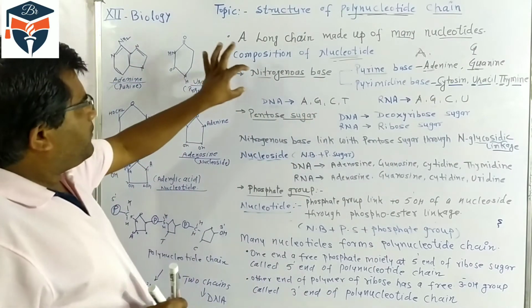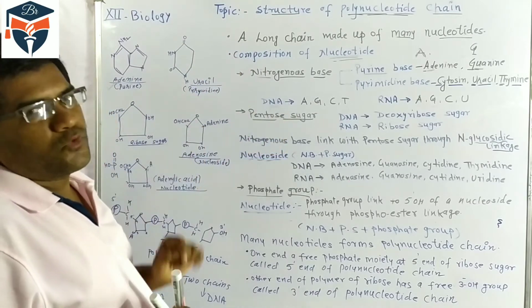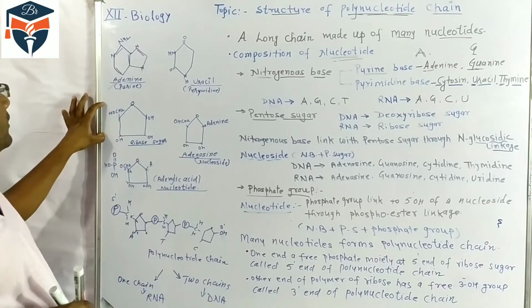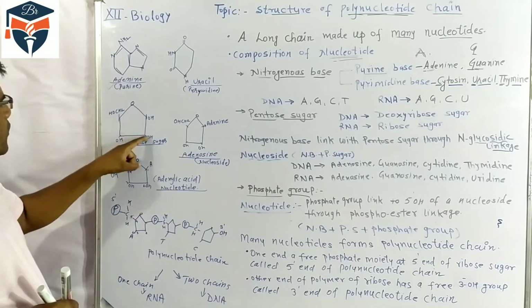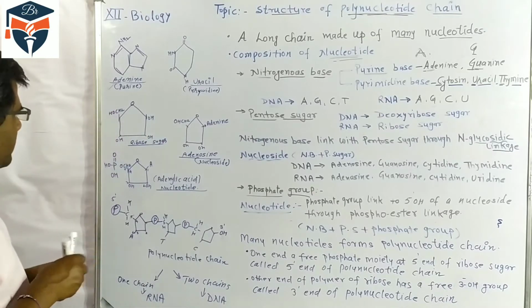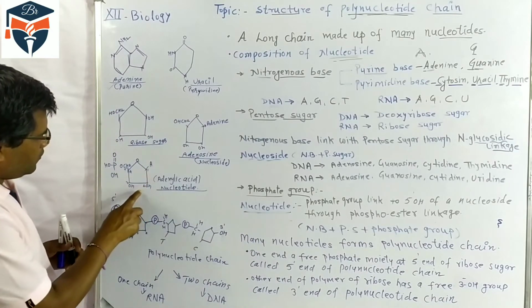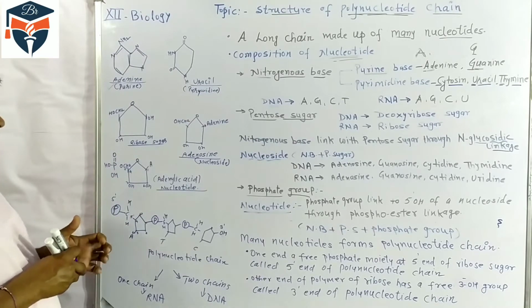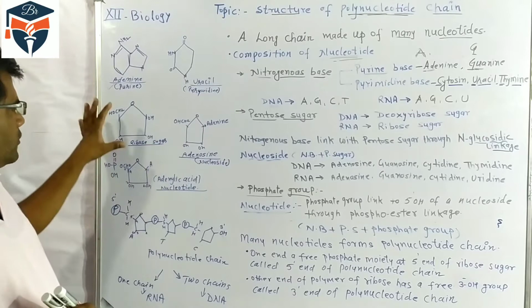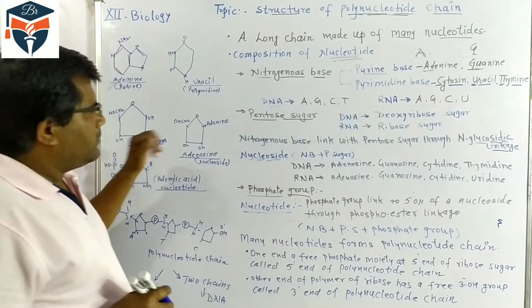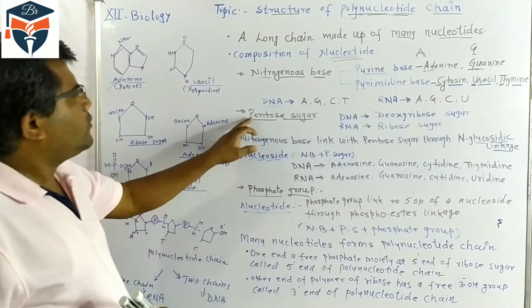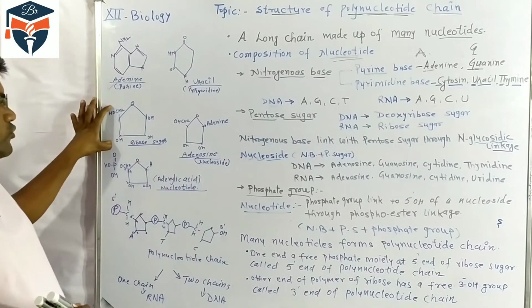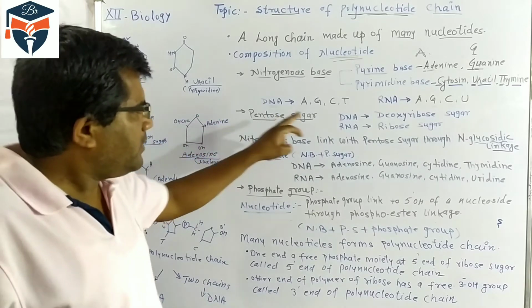Now the second component is the pentose sugar. Pentose sugar means you will see 1, 2, 3, 4 and 5 carbon atoms. Here also 1, 2, 3, 4 and 5. So this five carbon atom sugar is ribose sugar. This pentose sugar diagram we have learned in class 11. This pentose sugar is present in the DNA.